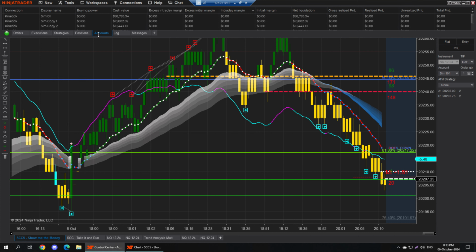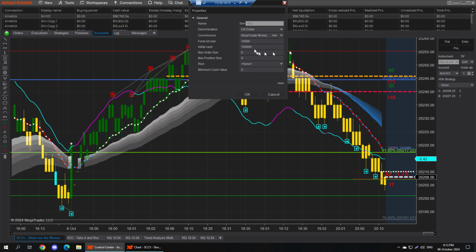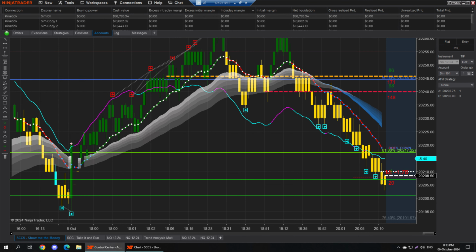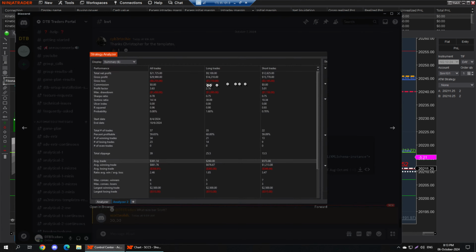Okay, so you go to your accounts tab over here, and on every account, even the SIM accounts, do that, because the strategy analyzer is actually using the SIM account to do its optimizations. So right click on the account, go edit account, and then choose your commission structure over here, and then click on OK. That way, when you run an optimization, you're actually going to get your commission built into the results.